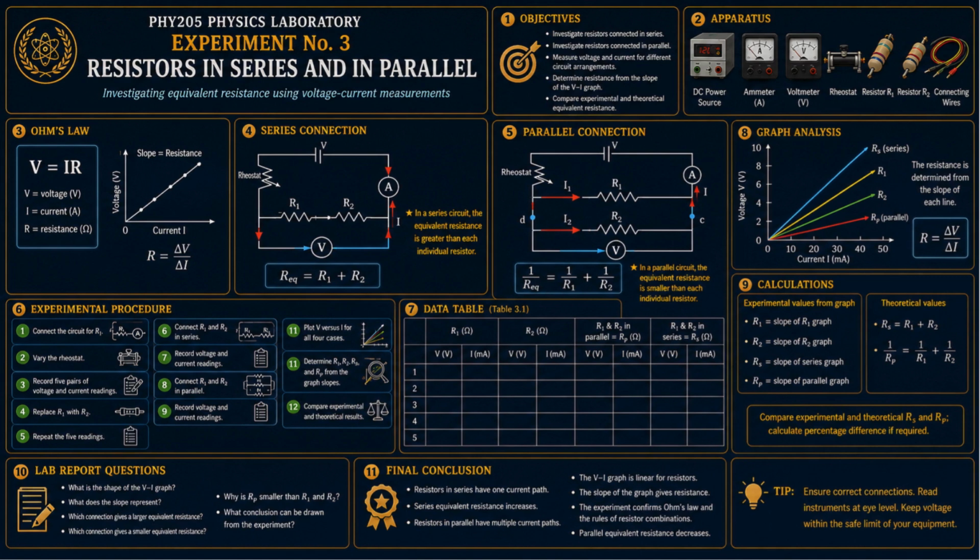9. Calculations. Experimental values from the graph: R1 equals the slope of the R1 graph. R2 equals the slope of the R2 graph. RS equals the slope of the series graph. RP equals the slope of the parallel graph.